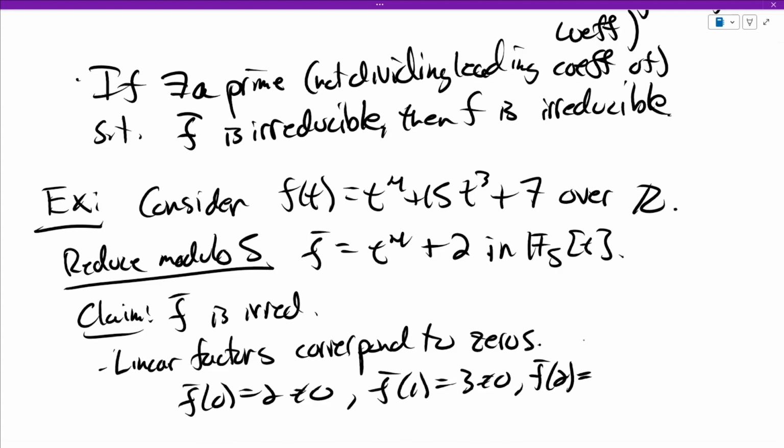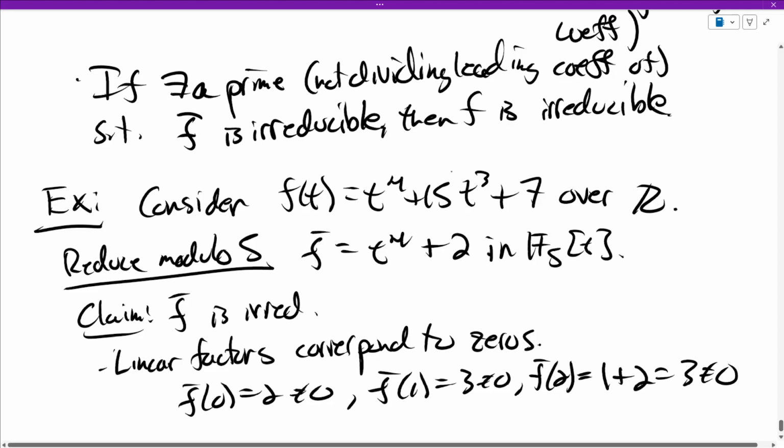F bar of 2 is 2 to the fourth. Well, anything to the p minus 1 in Fp is 1, my bad. Anything to the p is that thing back, so p minus 1 is 1, sorry. So that's 1 plus 2, that's 3, that's not 0 in F5.